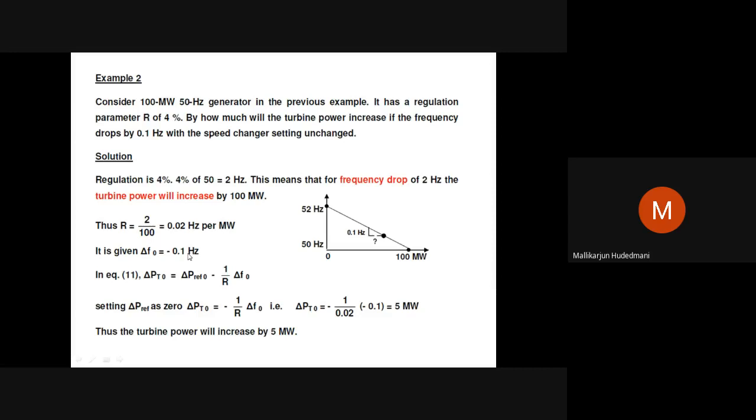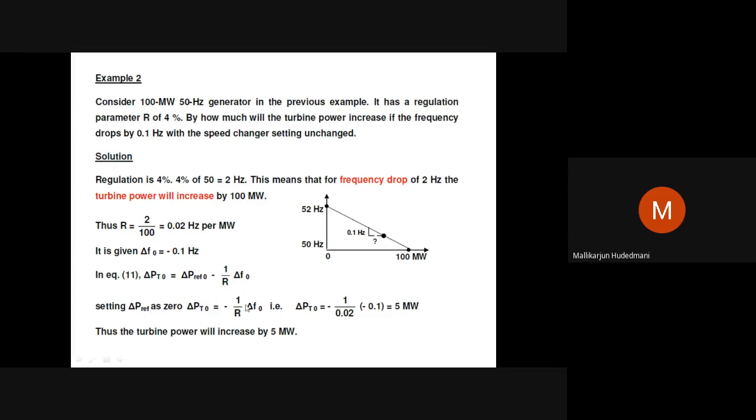Now I know from the turbine governor mechanism, the turbine's power required is P reference minus 1 divided by R into delta F. It means when it is connected to a constant setting, the speed changer is not going to change. Delta P ref is 0. Therefore, the subsequent change expected by the turbine is delta F divided by R with a sign.